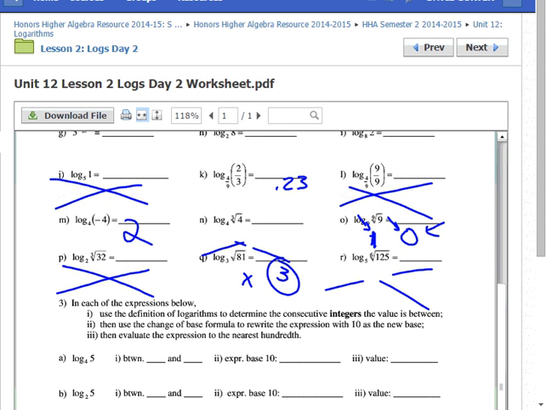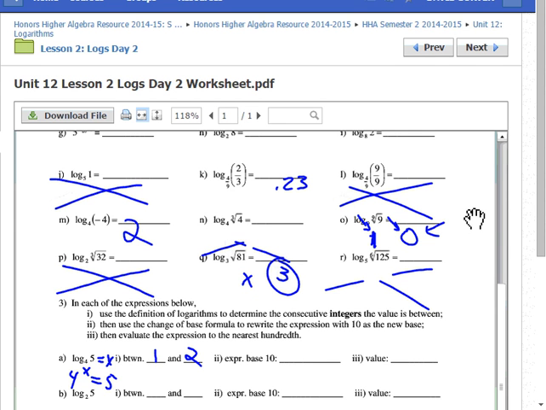Then on the bottom part of this worksheet, it's the really easy part. It's just like tell what it's between. Like this first one, I'm going to say equals x. 4 to the x equals 5, and then I say, well, 4 to the first is too small, and then the next one's got to be too big. 4 to the second is 16. It's between 1 and 2, because it's between 4 and 16.